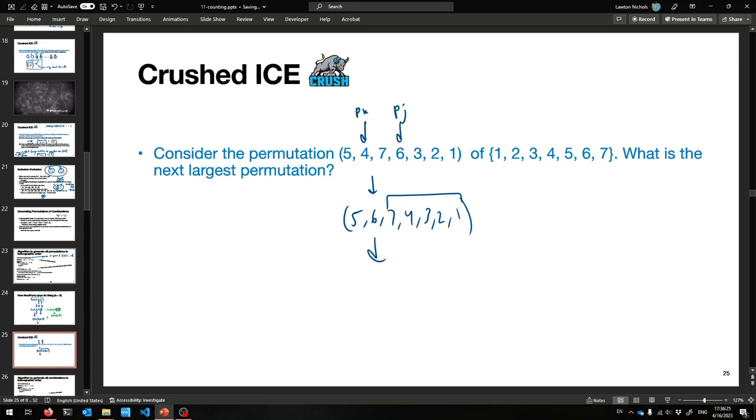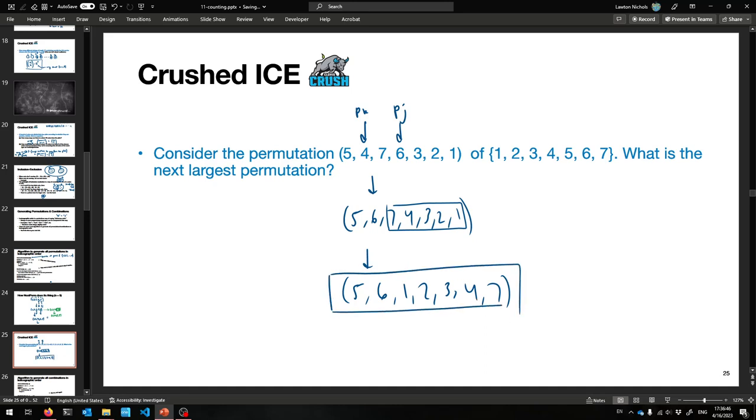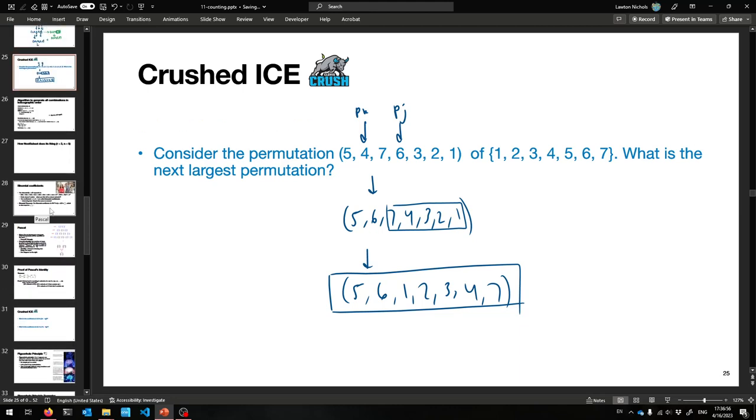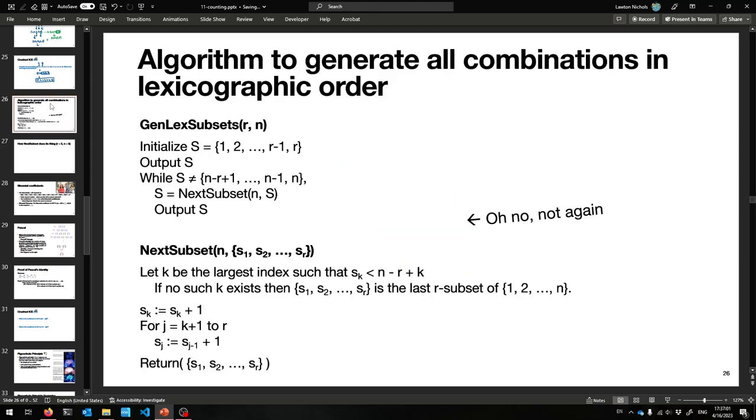Let me circle those in a clearer way. We're going to reverse all these guys, and so the next smaller permutation is 5, 6, 1, 2, 3, 4, 7. All right, and so that's going to be the final answer. That's the next largest permutation, the smallest one possible that comes after this one. Please yell at me if you have any questions about this stuff. This is hopefully slowly making its way into your brain, though. You're going to be programming this eventually. All right, that was permutations.